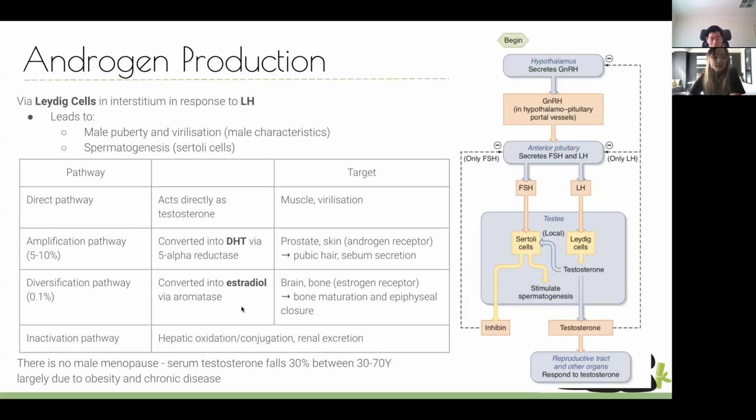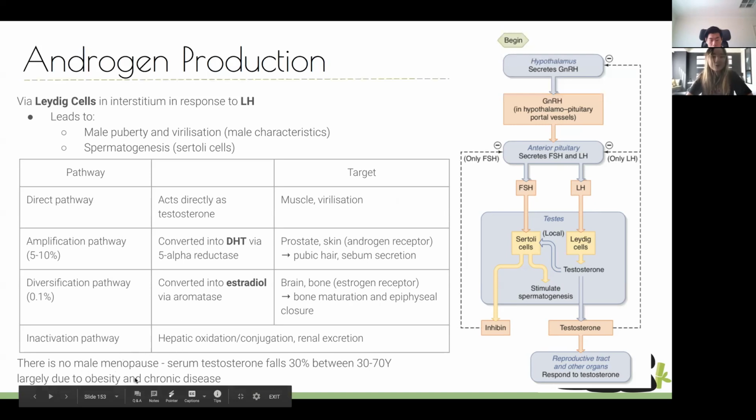And then it can be converted into estrogen via aromatase, and that can target the brain and the bone. So that causes bone maturation and epiphyseal closure. And they call that whole pathway the diversification pathway. And then it can be inactivated. So it's inactivated via your liver through oxidation and conjugation and renal excretion.